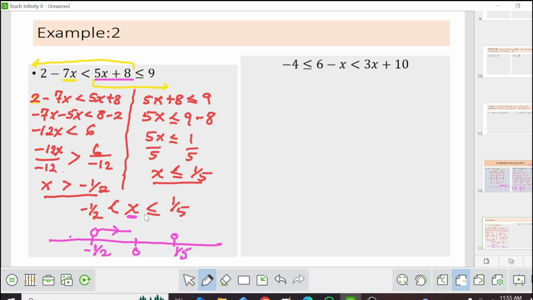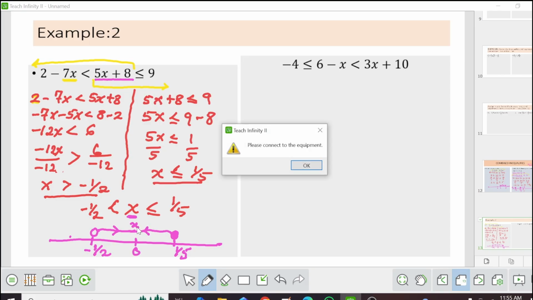So x is less than or equal to 1/2. Less than or equal to, this place will be shaded. Then less than, it will go to the left. And they are going to meet at the center here. And you put your value as x. So this is how to write it in inequality form.